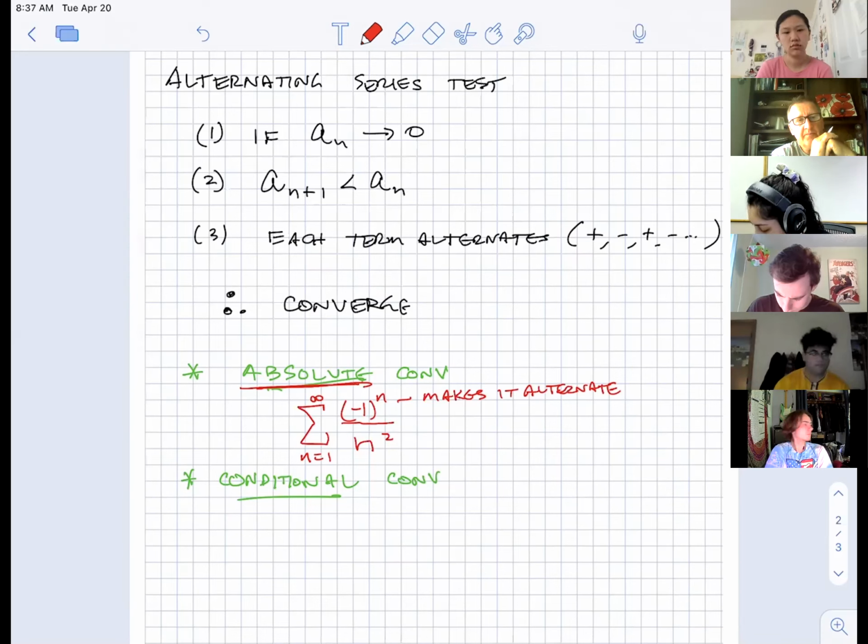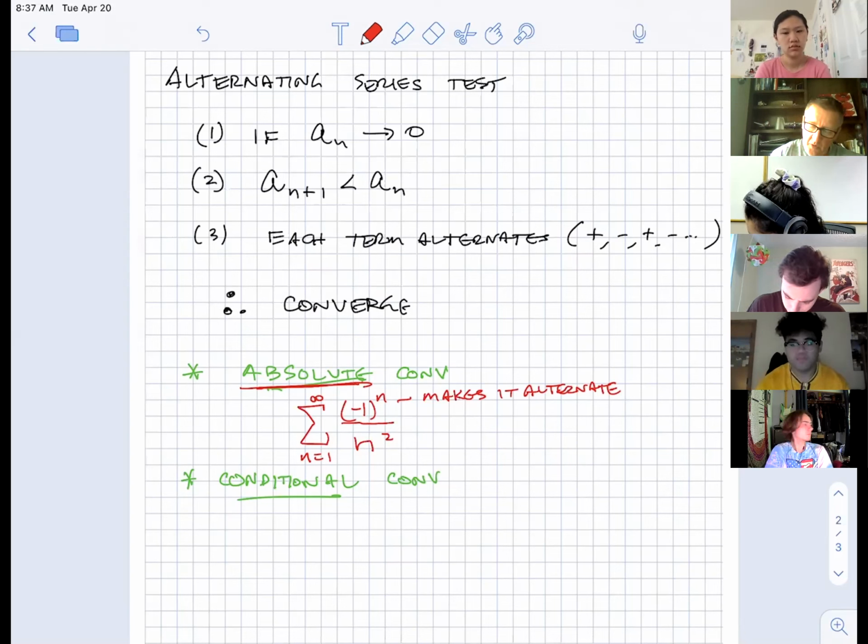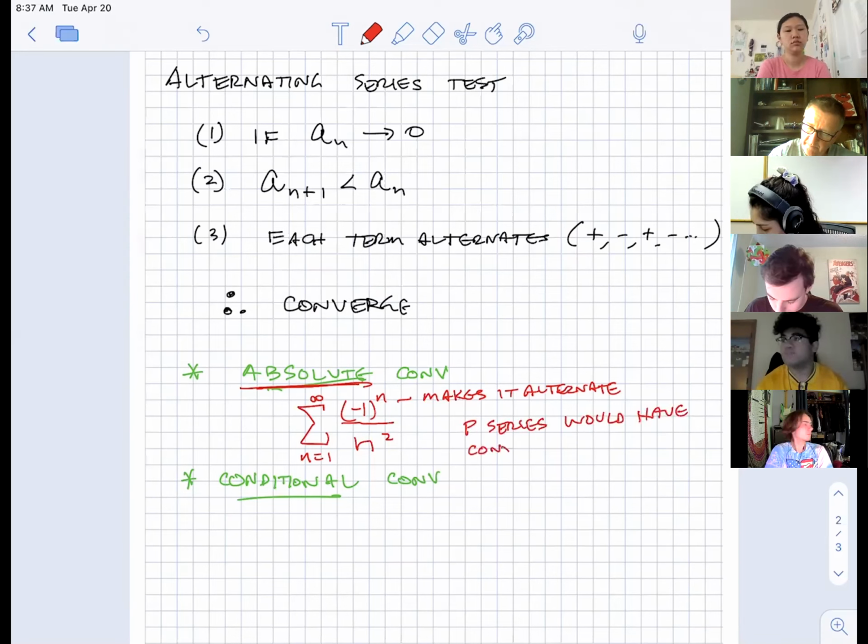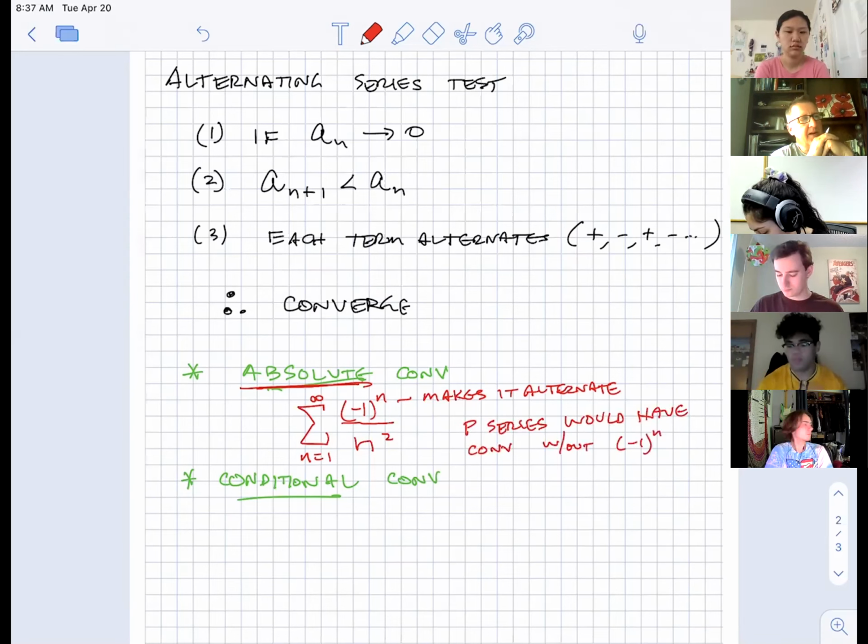Does that make sense? Because it's going to oscillate. It's going to get bigger, smaller, instead of just growing its way up to a number. So by the p-series, it would have converged without the -1 to the n. In other words, that's the idea there.